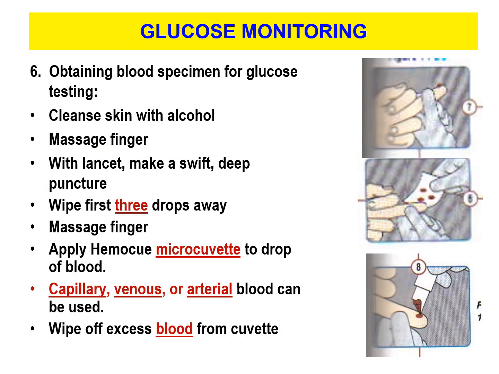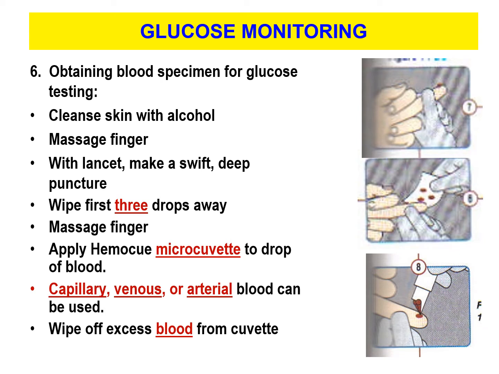Okay, we're still talking about glucose monitoring. When you're obtaining blood specimens for glucose testing, the main thing we want to do is ID our patient. We want to introduce ourselves, identify our patient, and do our medical interview. Then we want to find the appropriate finger, the third or fourth finger. Usually we start with the non-dominant hand.